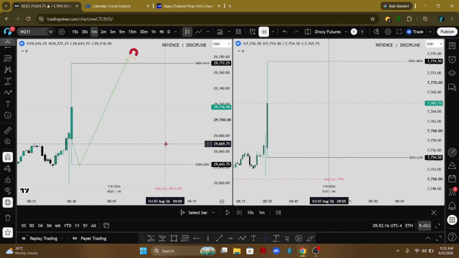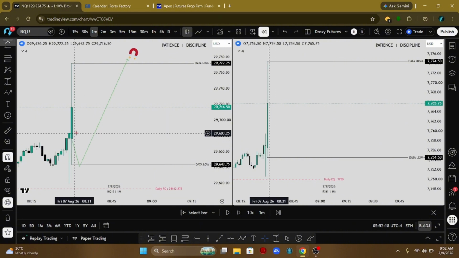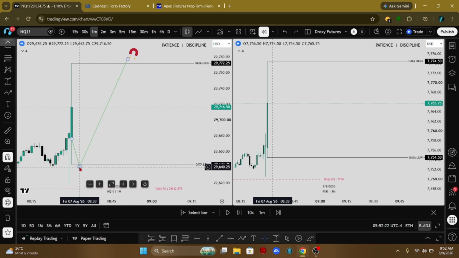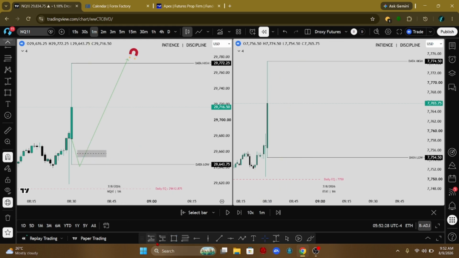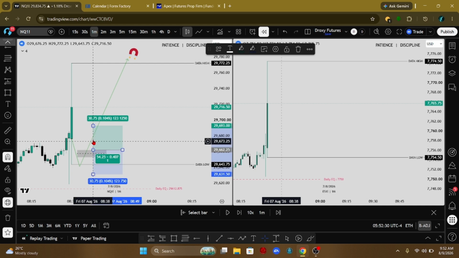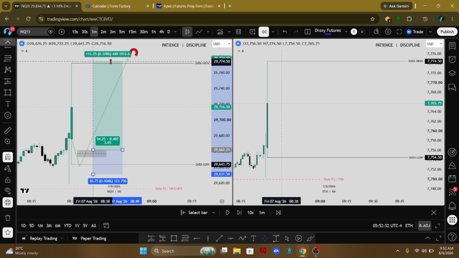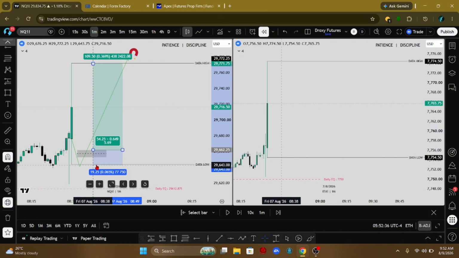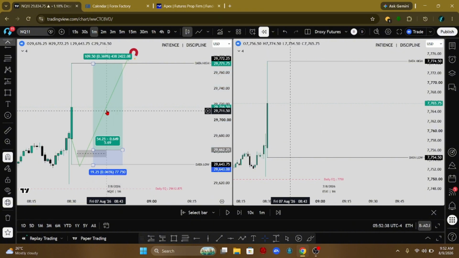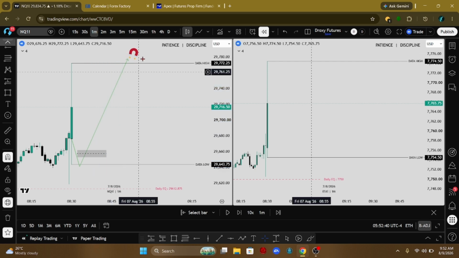We need it to attract price, but we want it to first sweep the data low, so that when it sweeps the data low, we can get some form of inversion fair value gap here. Then we aim for the other side of the data candle, the data high, and we set our stop loss. Do you understand? Yes, this is exactly what we want to do.